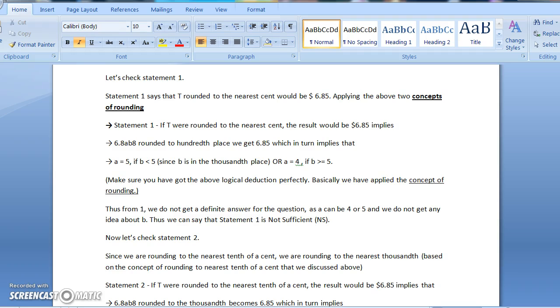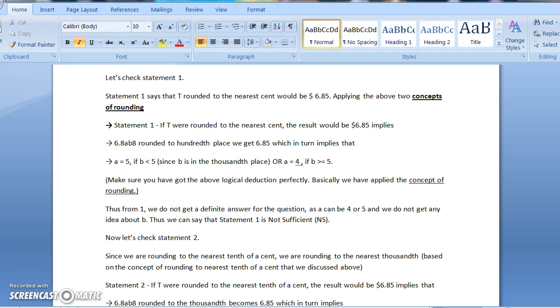Now thus from the statement 1 we do not get a definite answer for this question. A can either be 4 or 5. We do not get any idea about B. Thus, we can say that statement 1 is not sufficient, or NS short form. Now, let's check the statement 2.